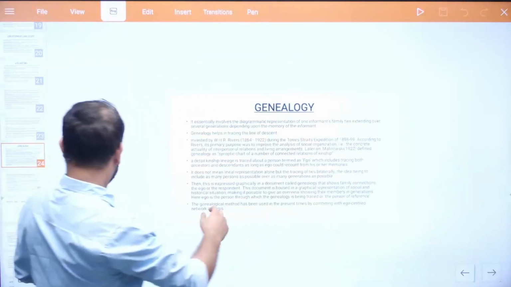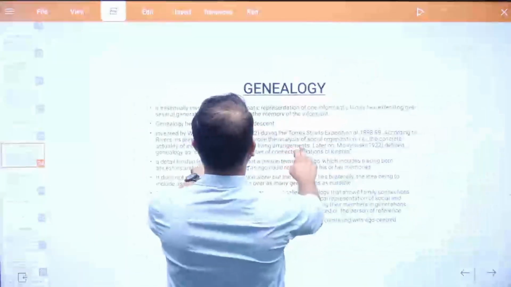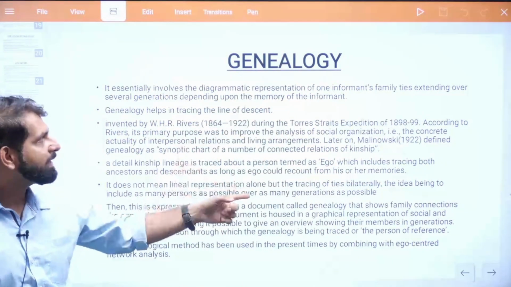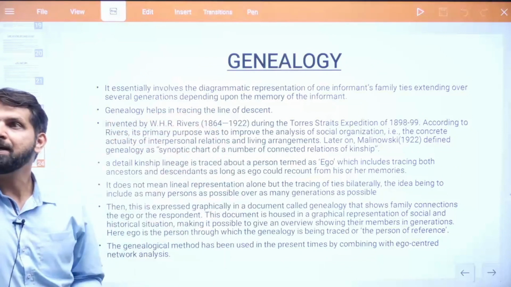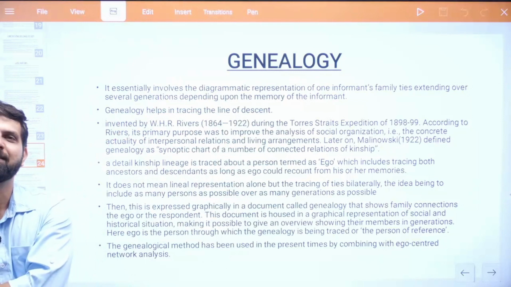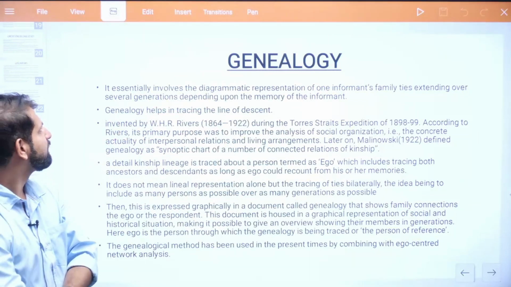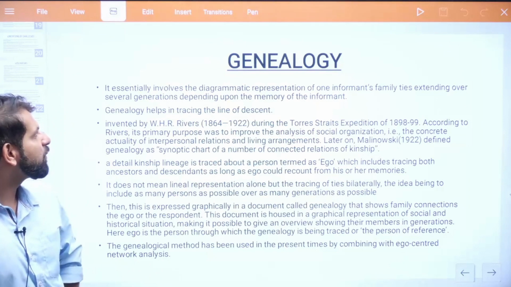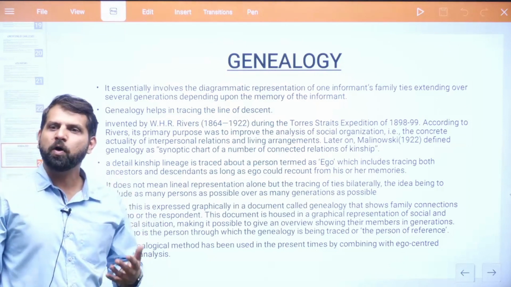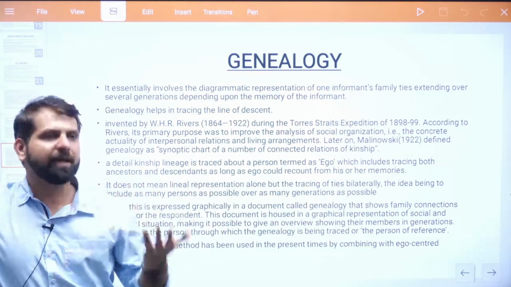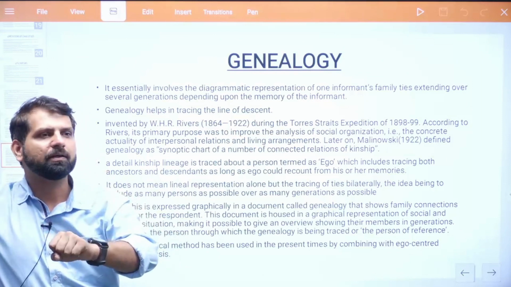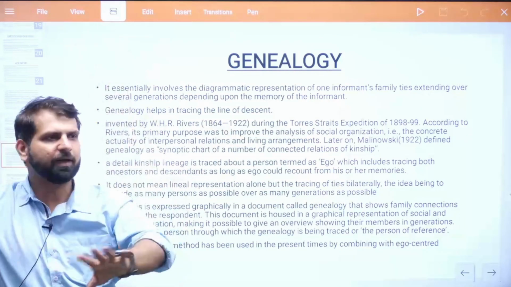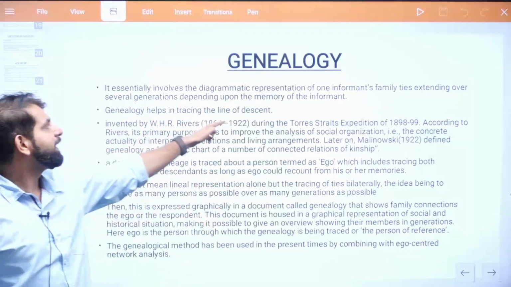So, diagrammatic representation of one informant's family ties extending over several generations depending upon the memory of the informant. At least write this definition. So you see, depending upon your memory, you are giving a diagrammatic representation of your family ties. You are telling me diagrammatically that these are your family members, these are the relations you have, these are the relatives you have, this is the number of relatives, this is married, this is unmarried, all of that. For that we have signs and symbols, we will talk about it. It helps in tracing the line of descent.